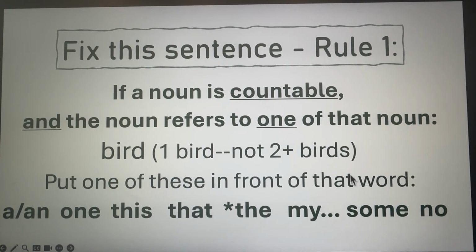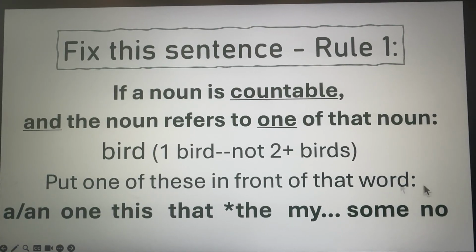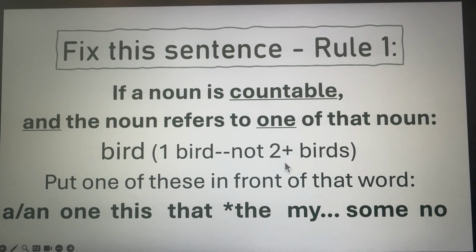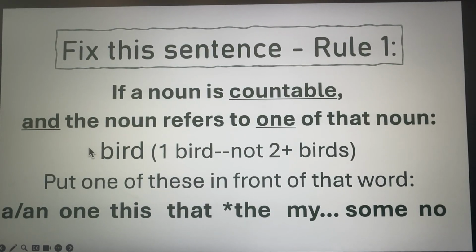Now that can go with birds, but when it goes with bird, it means I have no idea which bird. Some bird. And it can be even less than one, no bird. And that will also go with no birds, some birds, my birds, the birds. But these can only go with bird. So you choose from this list to find something that will go in front of that word.